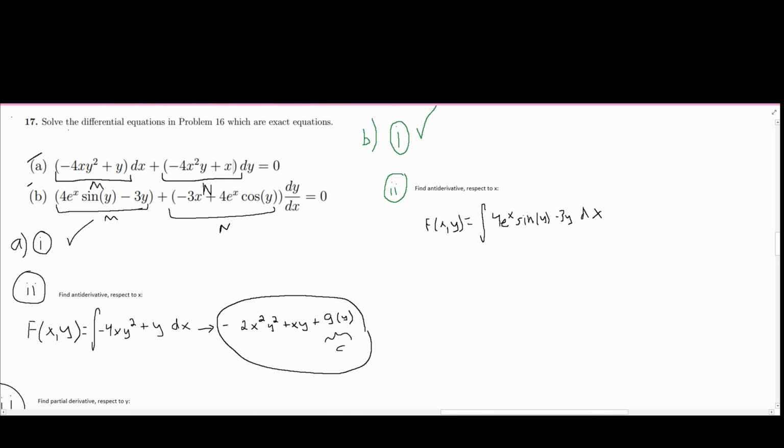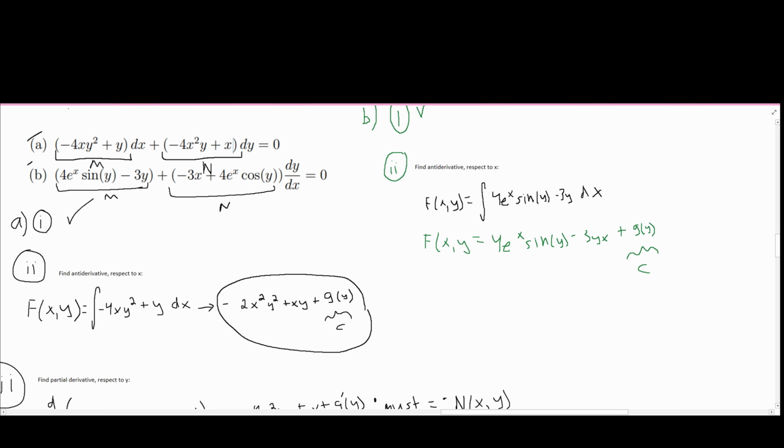We're going to write it as f(x, y) is equal to the integral of 4e^x sine of y minus 3y dx. After we integrate this, we get f(x, y) is equal to 4e^x sine y minus 3yx plus g(y). Now we move on to step 3, which is finding the partial derivative with respect to y.